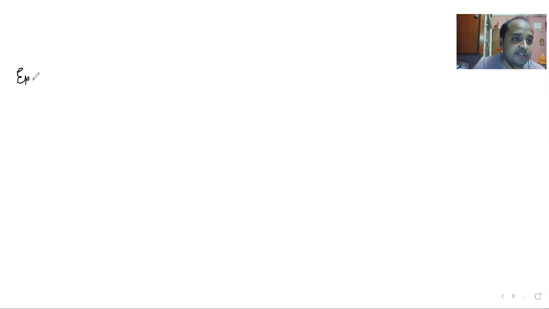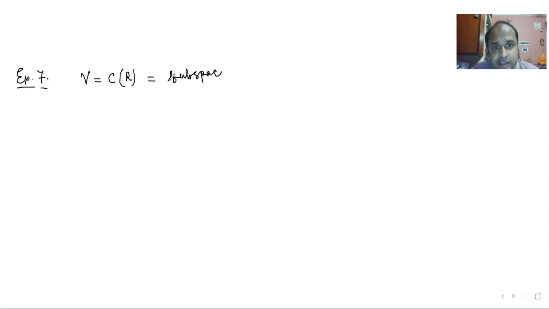In example 7, they have mentioned, consider the vector space C(R). What is that vector space? Have I seen this particular vector space? The answer is yes. If you have done the previous exercises, you have seen it, otherwise not. This particular set has been defined in the exercise on subspaces. This is a subspace, and every subspace is actually a vector space.